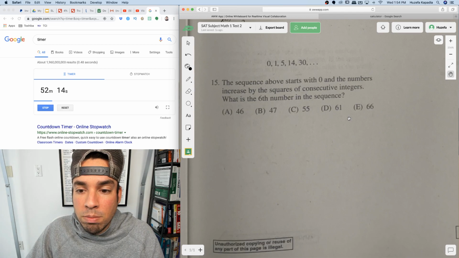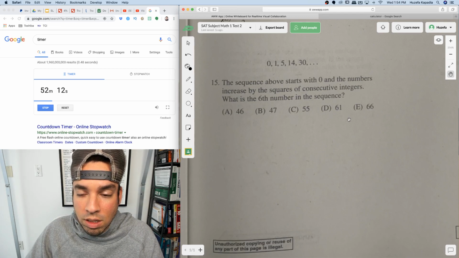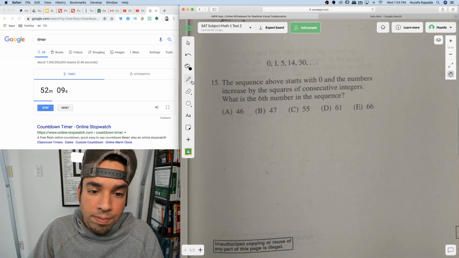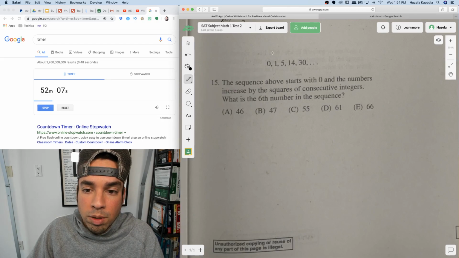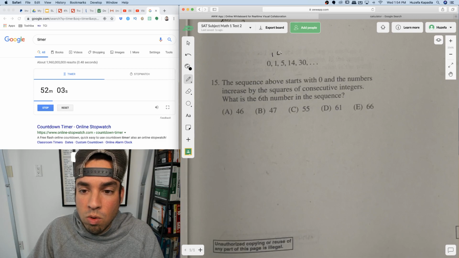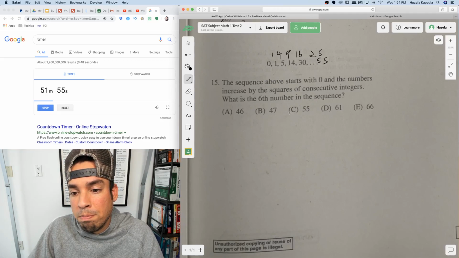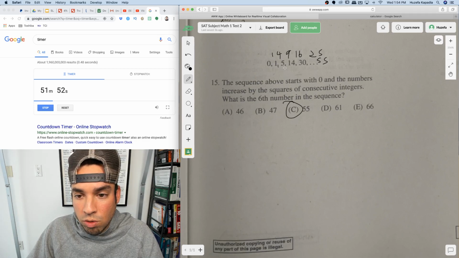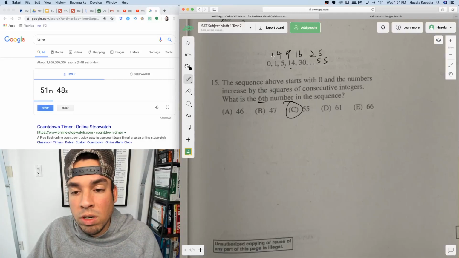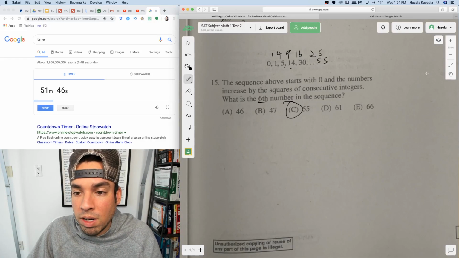The sequence above starts with 0, and the number increases by squares of consecutive integers. Increases by 1, 4, 9. Right, let's make that clear. Next is going up by 16. Next would go up by 25. It's 55. Boom. Because that's 1, 2, 3, 4, 5, and they want the sixth number. It's 55, because you're going up 1 squared, 2 squared, 3 squared, 4 squared, 5 squared. That's it.